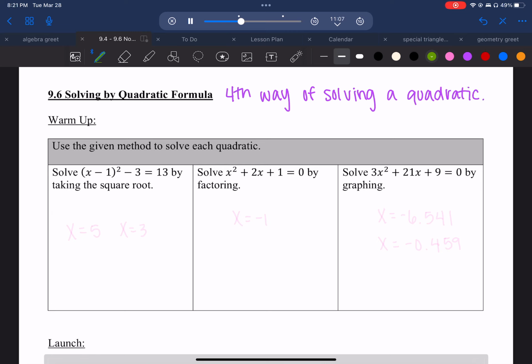But before we get into learning the fourth way of solving a quadratic, I'm going to have you guys warm up by solving each quadratic using the given method. So solve each quadratic in the warm-up using the given method. I am just going to write the answers, so go ahead and pause me before I write the answers.